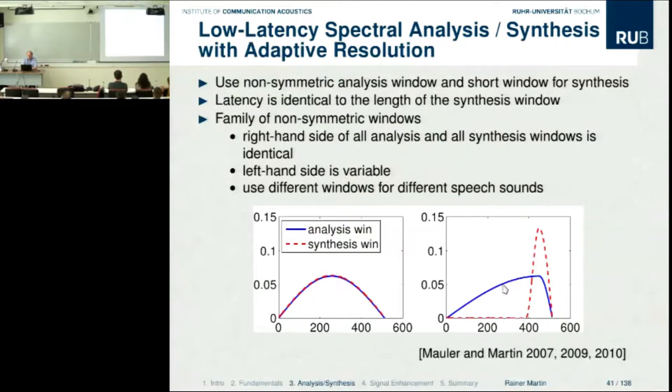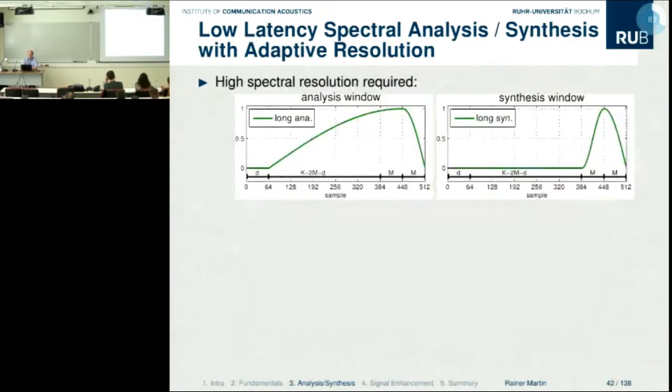Okay, so the idea is to use a unsymmetric long analysis window and a relatively short synthesis window. Okay, and then the next idea is that now you can make this adaptive to the type of speech sounds that you have. So, for example, when you're analyzing a vowel, you would like to have this high frequency resolution because you want to see really the harmonics of the vowel in order to differentiate between speech and noise.